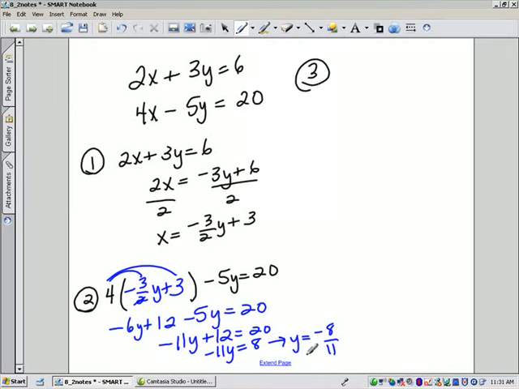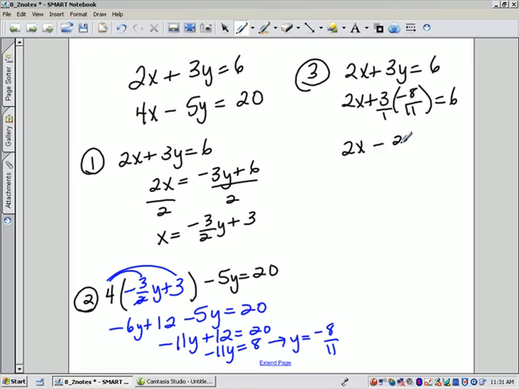We need to find out what x is. So we can go to either one of the 2 original equations and find out what x is in this way. So if we use 2x plus 3y is equal to 6, we'd have 2x plus 3 times negative 8 over 11 is equal to 6. So 2x, go ahead and multiply here. 3 is really over 1, so that's minus 24 over 11 is equal to 6.